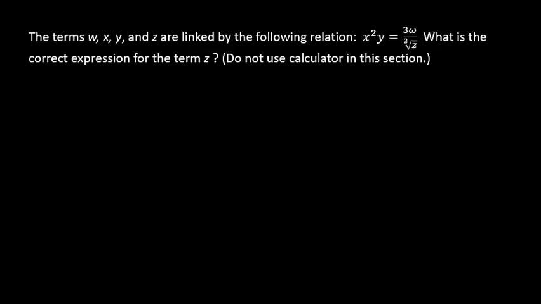Okay, so this is kind of tricky, right? I mean, what is it asking? What do you mean, correct expression? So it's kind of tricky. All it's asking you to do, all it wants you to do, is isolate Z. You're just going to throw everything over to the other side of the equal sign, and that's it. You're literally done. That's all you've got to do.